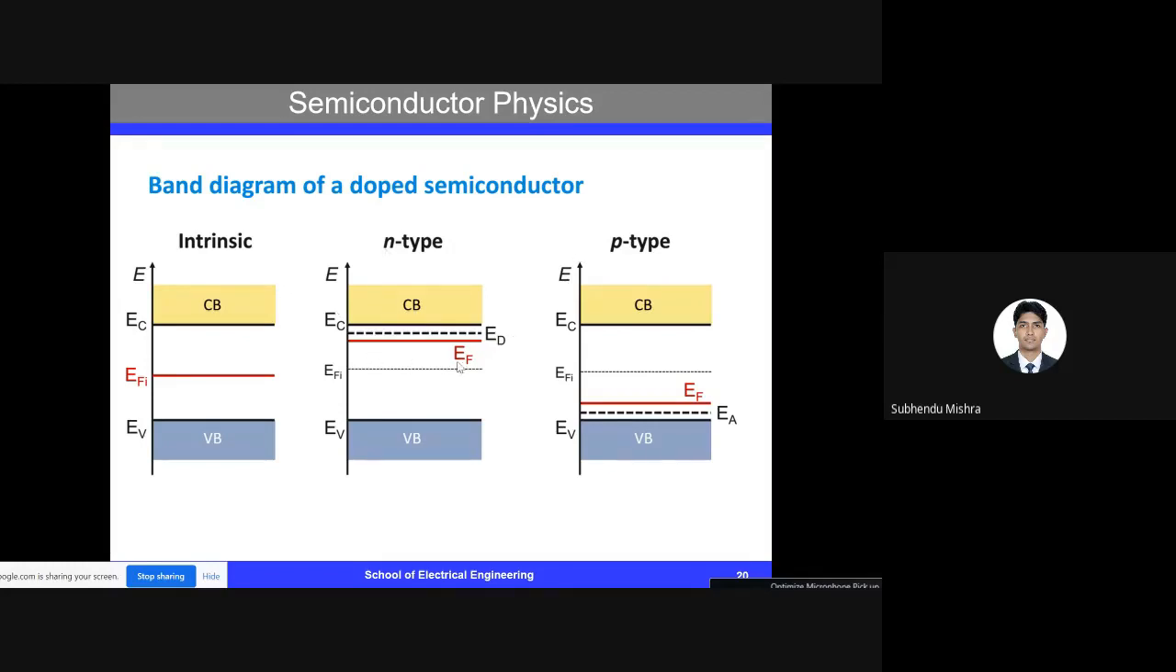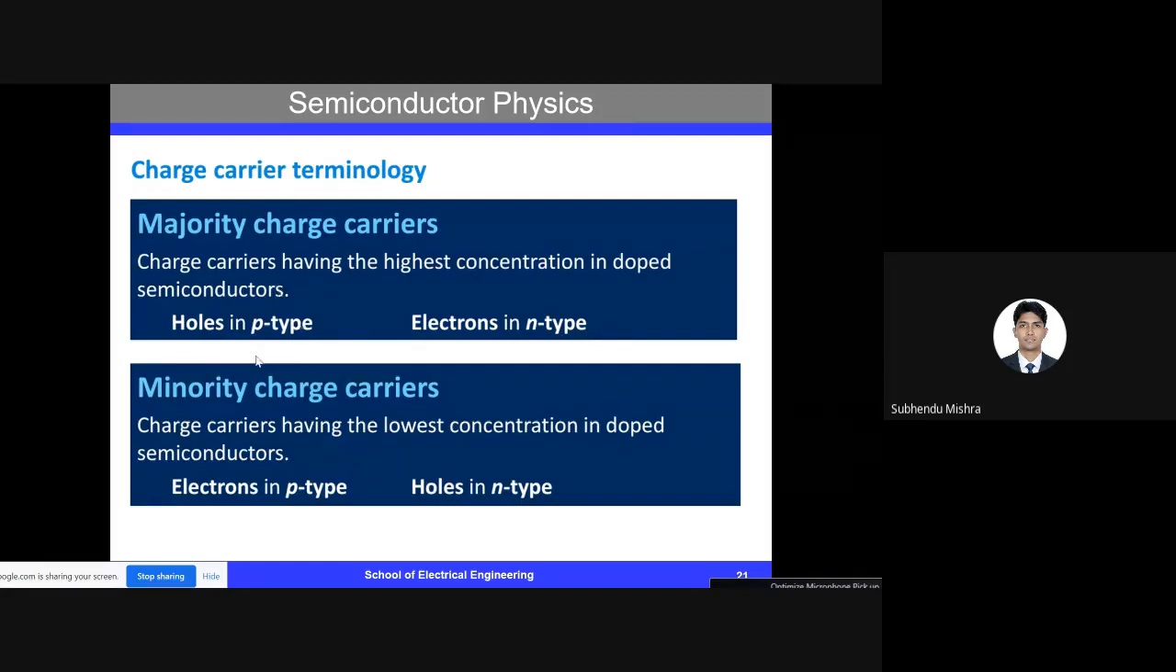This shows the Fermi level energy. The Fermi level energy for intrinsic is just between the conduction band and the valence band. The Fermi level for n type is near the conduction band because you have excess electrons, and for the p type it is near the valence band because you have excess holes. And this is the majority carrier. So the holes are the majority carriers in p type and electrons in the n type. And then we also have the minority carriers.